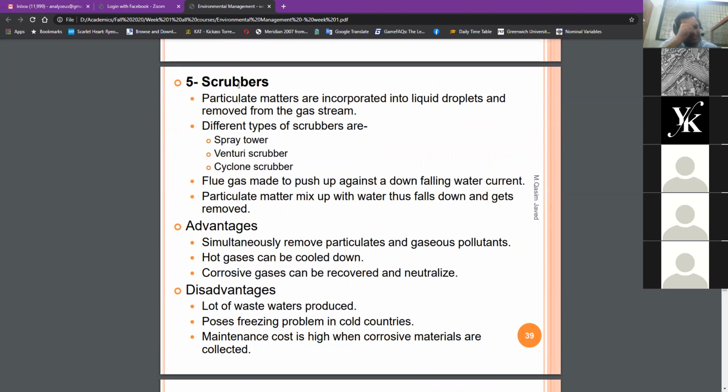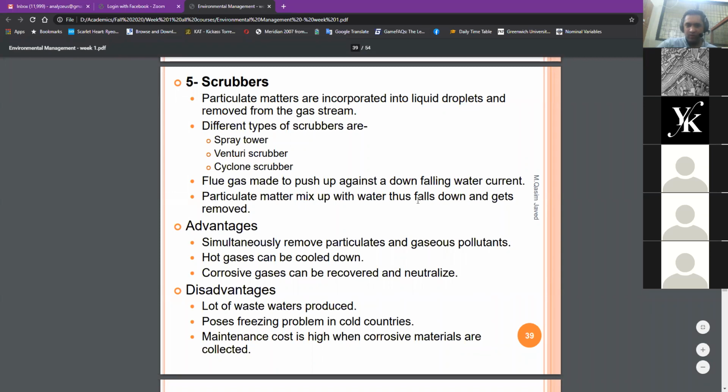The last technology which we are discussing right now is scrubbers. Scrubbers are basically systems where particulate matter is incorporated into liquid droplets and removed from the gas stream. Different types of scrubbers are spray towers, Venturi scrubbers, and cyclone scrubbers. Flue gas is made to push up against a downfalling water current. Particulate matter mixes with the water, thus falls down and gets removed.